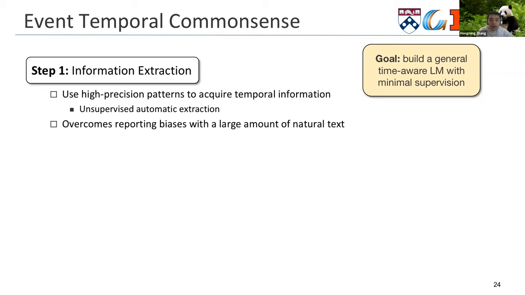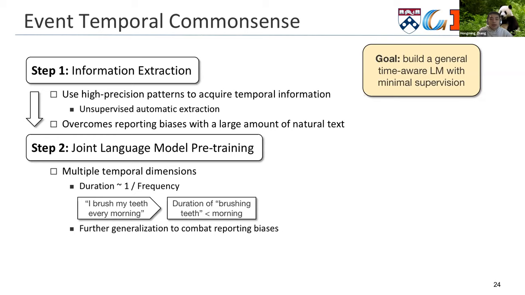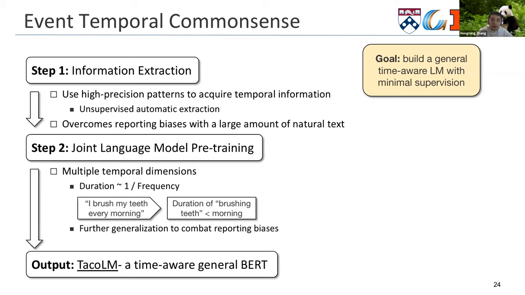After that, they use the temporal information they acquired in step one to jointly train the language model. Specifically, they pre-train the language model jointly over multiple temporal dimensions, such that it is able to utilize the natural relations, such as duration being inversely related to frequency. This is actually quite beneficial because sometimes we may not be able to see or find some direct mention of the duration of brushing teeth. However, we know that it is shorter than a morning, as the frequency is likely to be every morning. And this actually provides further generalization to combat the reporting bias. And finally, they get the final language model, TacoLM, a BERT transformer that is more aware of time.